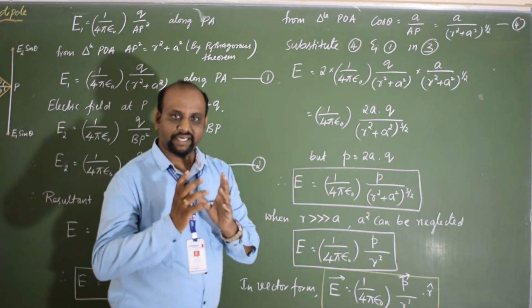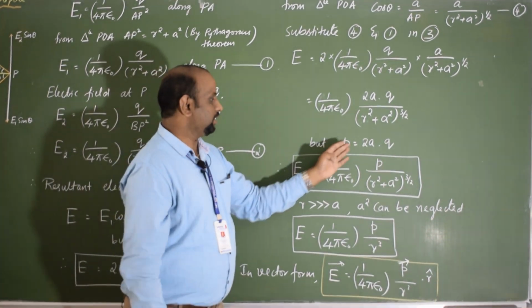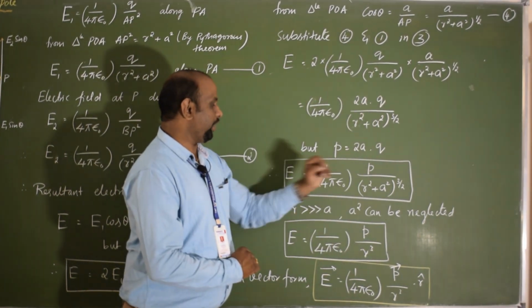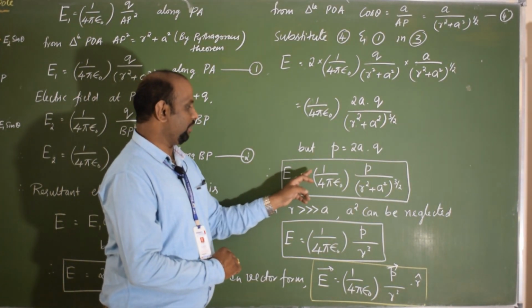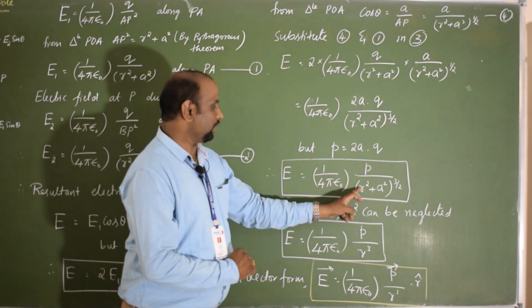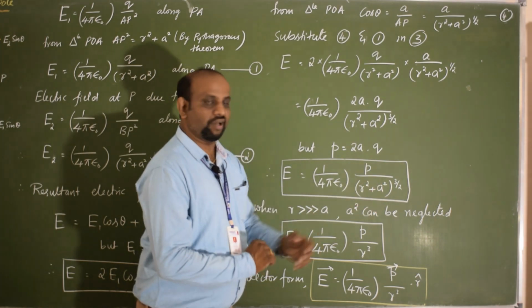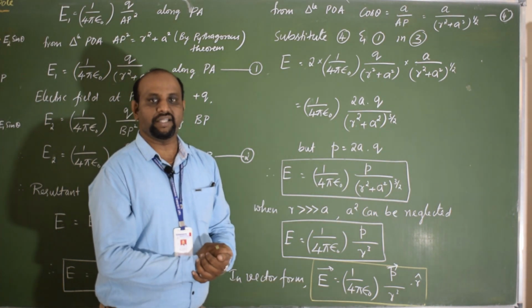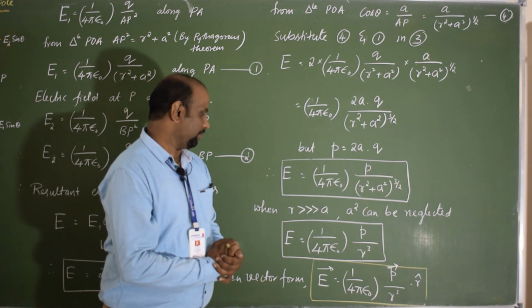We know that the electric dipole moment P is equal to 2A into Q. Instead of 2A into Q, I write P, then the electric field E is given by 1 by 4 pi epsilon naught P divided by R square plus A square whole to the power of 3 by 2. This is the formula for the electric field at a point on the equatorial line due to a dipole.